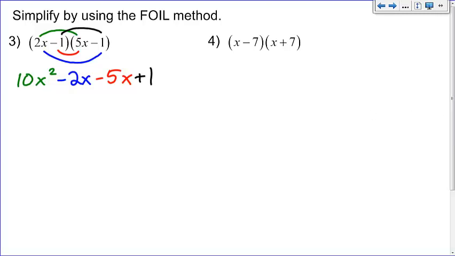All right, let's go ahead and combine like terms. We can see that we have some like terms in the middle here again. So we've got 10x squared minus 7x plus 1.